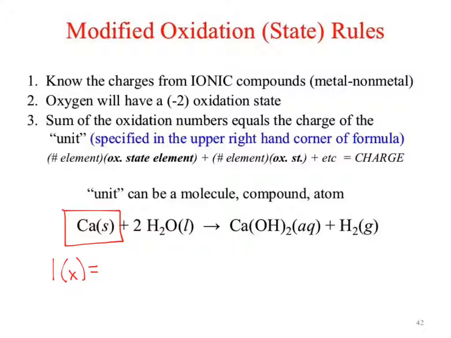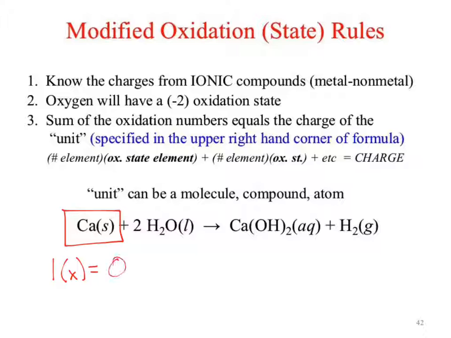This is the fun part. The charge is always given to you. Nope. Calcium as an ion is a +2. This isn't calcium ion. This is just calcium metal. Where's the charge specified? It's the same place it's always specified, the upper right-hand corner. Is there anything in the upper right-hand corner? No, which means its charge is 0.